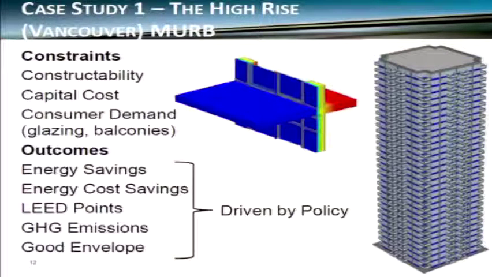When you're building high-rise towers, it's a lot different than single-family homes. I've heard people say, well, if two guys in a pickup truck can build an R30 wall in a house, why can't we do it in high-rise concrete construction? Well, it's a very, very different animal: constructability, capital costs, consumer demand with respect to size of windows, access to outdoors through balconies. And then the outcomes we're looking for there: energy savings, whether it's energy cost, LEED points, greenhouse gas emissions. So we're going to look at how all of these various outcomes may conflict with each other and how you drive the particular outcome you want.